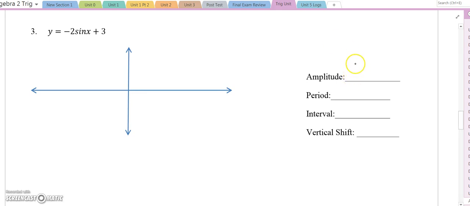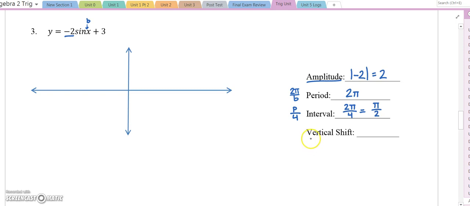So remember our amplitude is the absolute value of a, and this number right there, that's a, so it'd be the absolute value of negative 2, which is just 2. The period is 2 pi divided by b, and b is the number that's being multiplied by x. In this case, that's just a 1, so 2 pi divided by 1 is just 2 pi. Our interval comes from the period. We cut it into fourths, so we divide it by 4. So 2 pi divided by 4 will give us pi over 2.